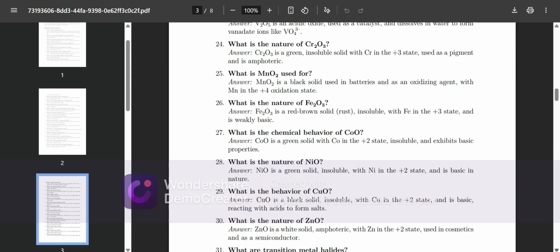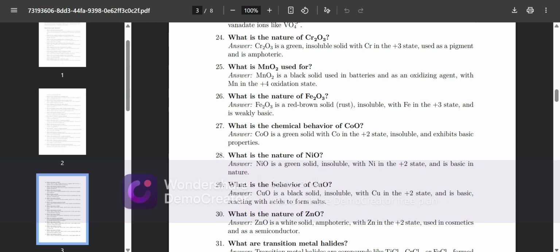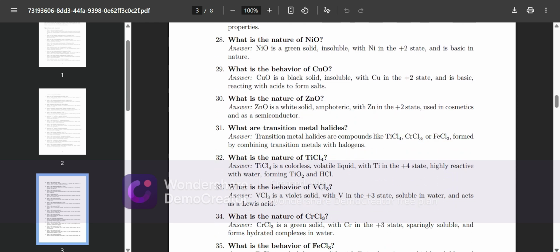What is the chemical behavior of CoO? Cobalt oxide is a green solid with cobalt in the +2 state, insoluble, and exhibits basic properties. What is the nature of NiO? Nickel oxide is a green solid, insoluble, with nickel in the +2 state, and is basic in nature. What is the behavior of copper oxide? Copper oxide is a black solid, insoluble, with copper in the +2 state, and is basic, reacting with acids to form salts.